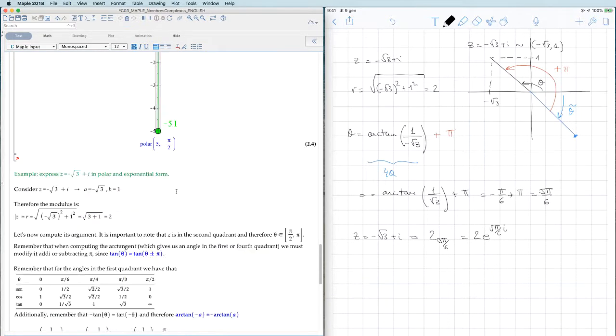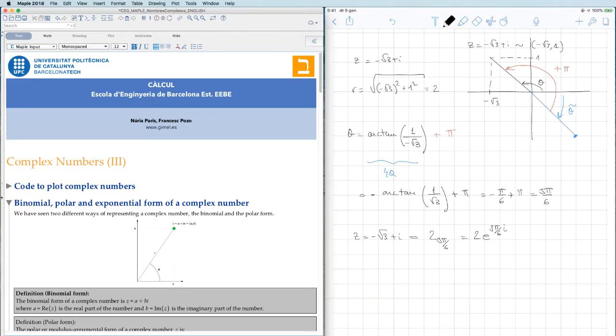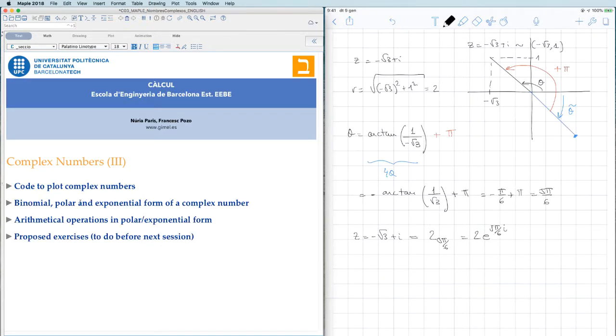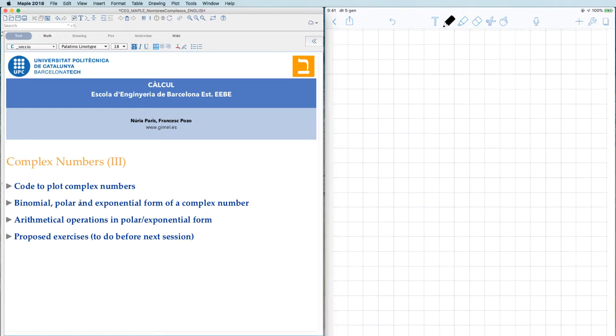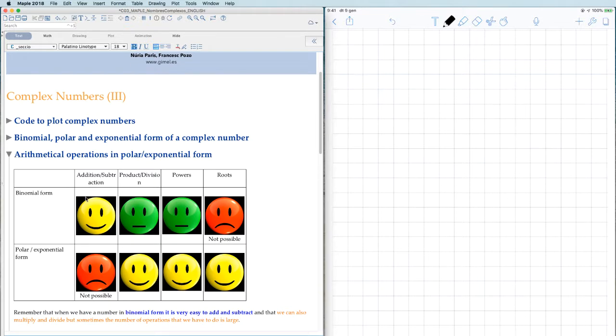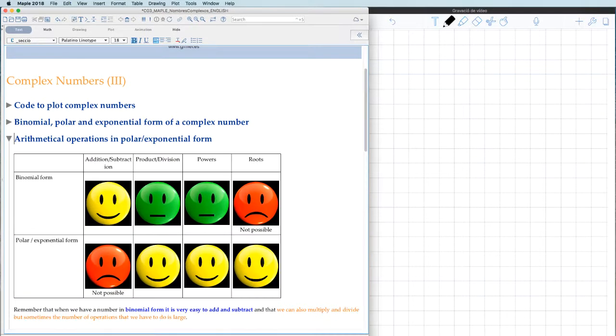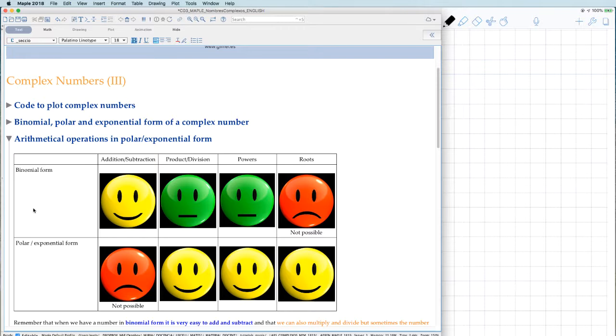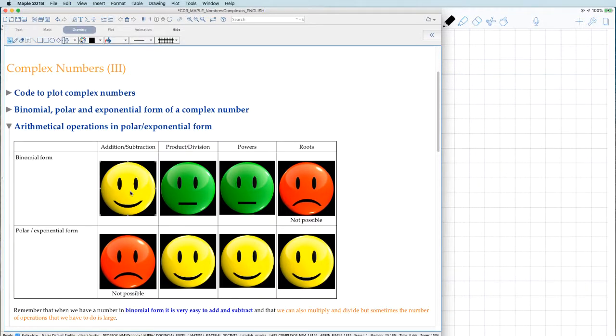So now that you know the three forms for a complex number and how to convert from one to the other, let's go to the operations in polar and exponential form. So this is an important table. In binomial form, remember that it's very easy to add and subtract, and we can do products, divisions and powers, but sometimes it can be large. So binomial: easy to add and subtract. We can also multiply and divide, but sometimes it's too large. And we cannot do roots.